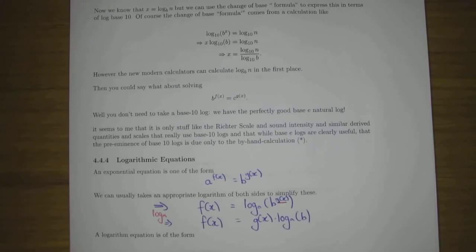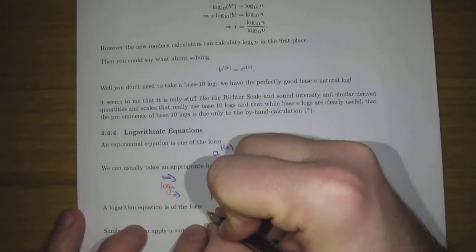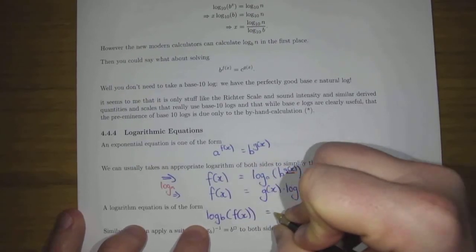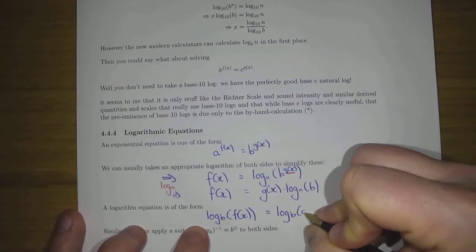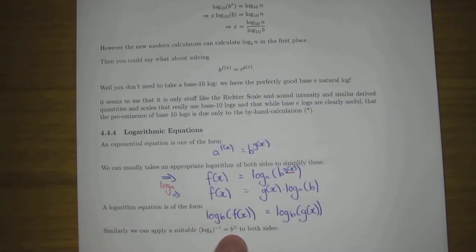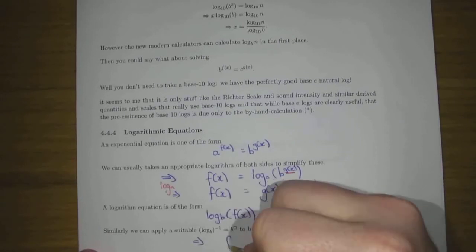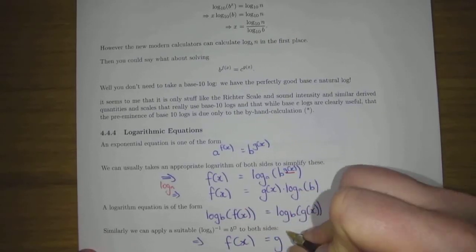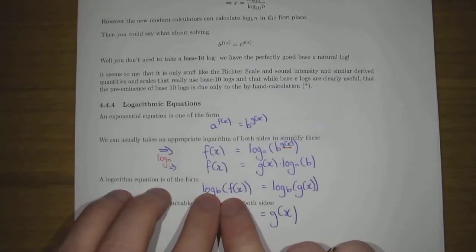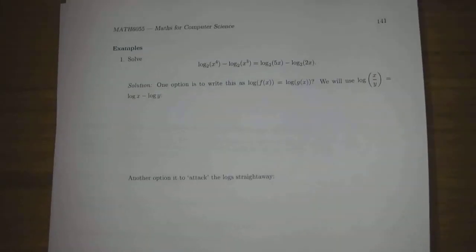A logarithmic equation would be something like log base b, possibly a sum of logs, equal to log base b of g of x, possibly a sum of logs. And what you want to do is get rid of the log base b, so you apply b to the power on both sides, and you'll get f of x equal to g of x. So as much as you can get rid of a to the power with log base a, you can get rid of log base b with b to the power. Okay, so I think we're going to do some examples of this and some applications, computer science applications, in the next lecture.